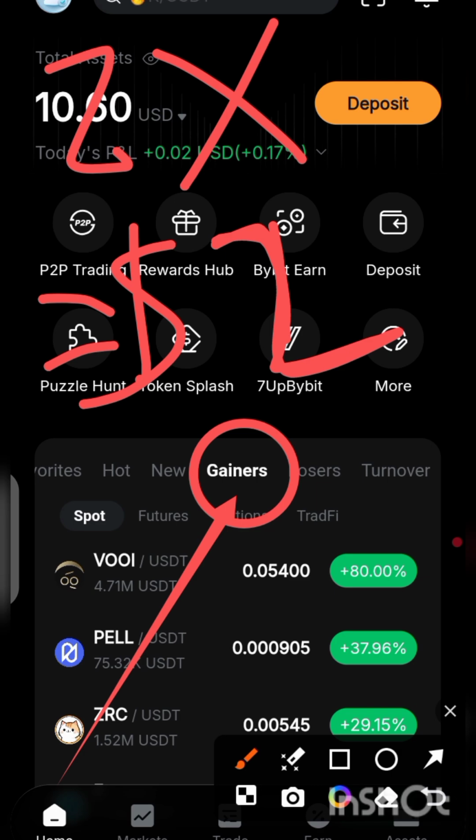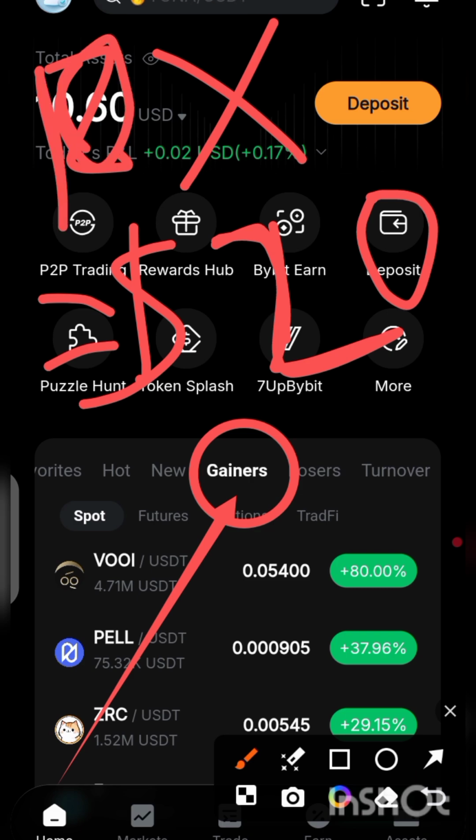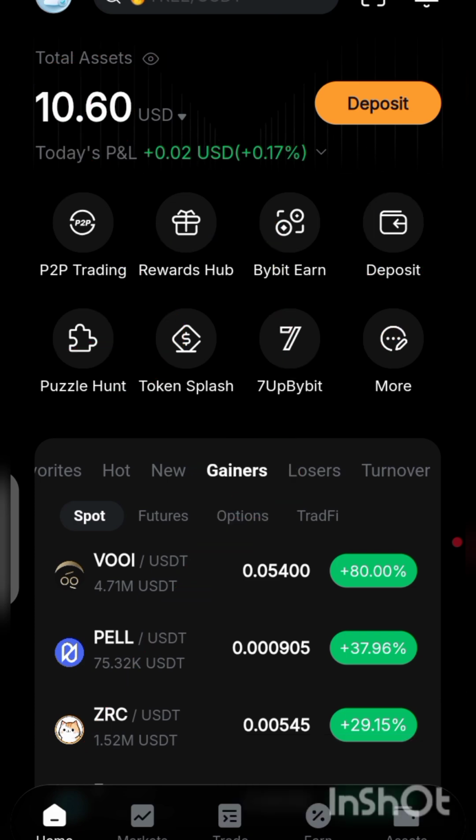So if you are using 5 leverage or 10 leverage, you have to calculate this: $2 times 5. If you are using 10x, that is times 10, that is 20 USD profit. That is actually how it works. So now, without further ado, let's dive in.